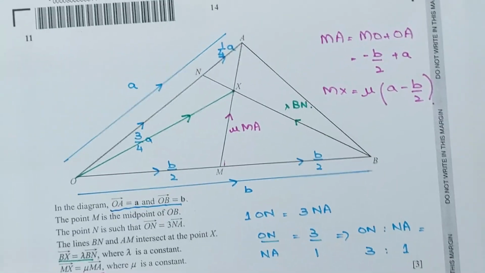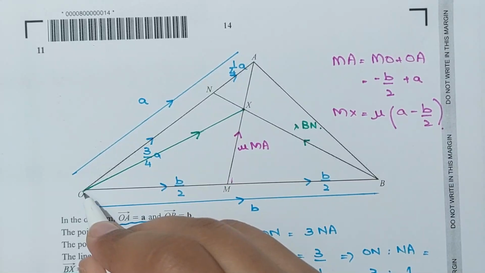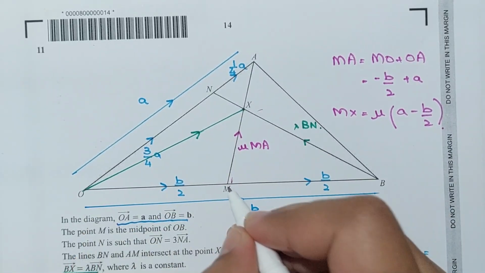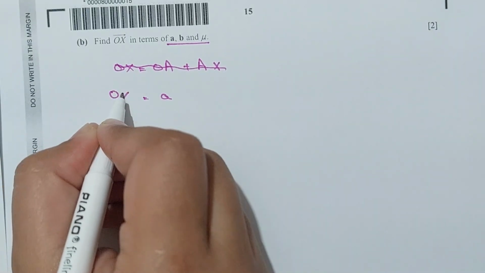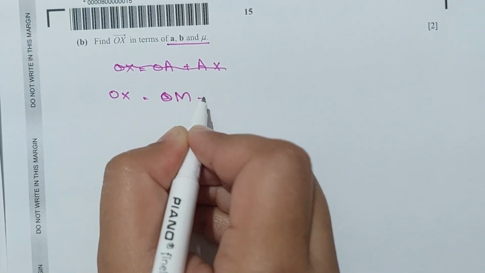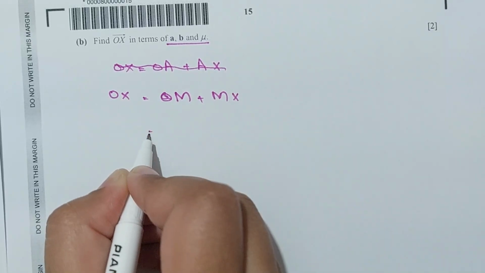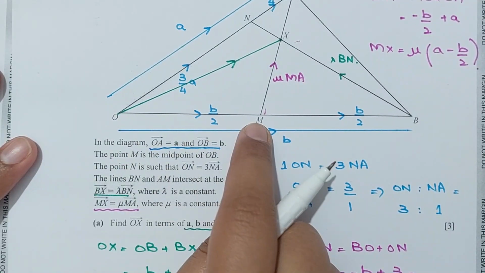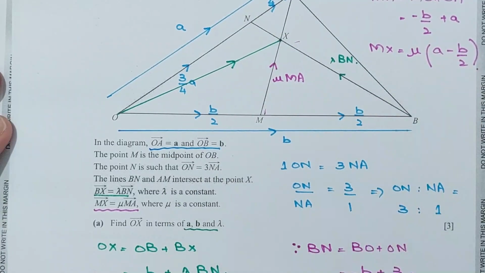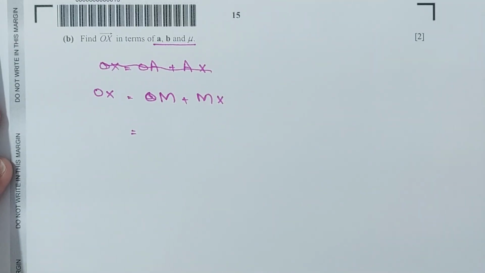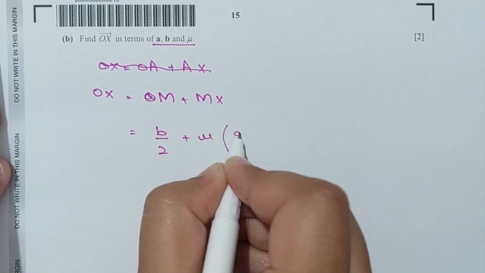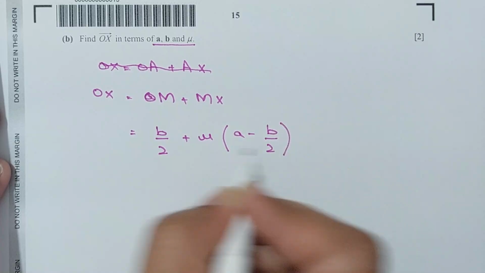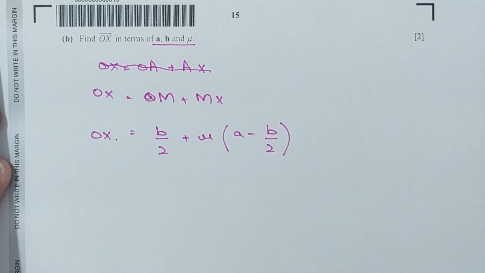Now we have MX, M to X. For OX, we can follow this path: O to M and then M to X. Don't follow the other path. Yes, OX is O to M and then M to X. Let me show you again. OM is B by 2 and MX is this. This is B by 2 plus mu into A minus B by 2. This is the value of OX in terms of A, B and mu.